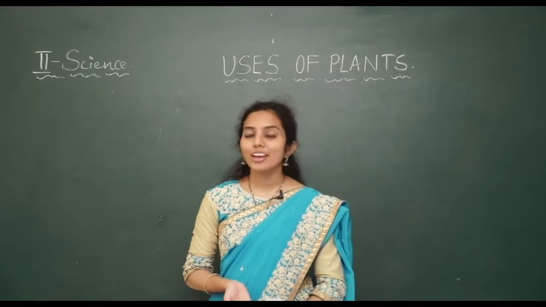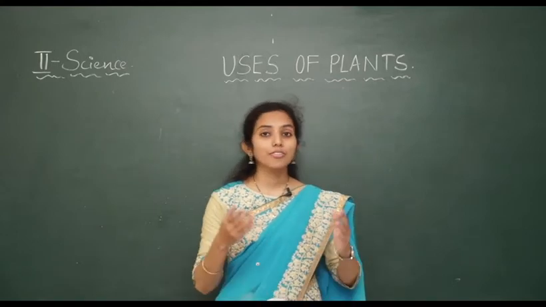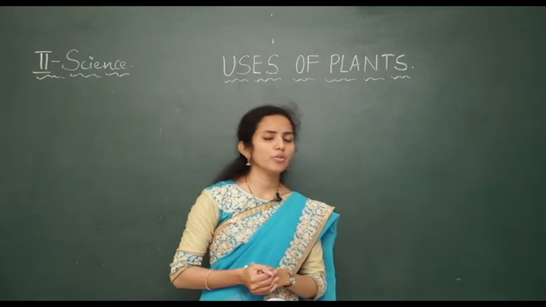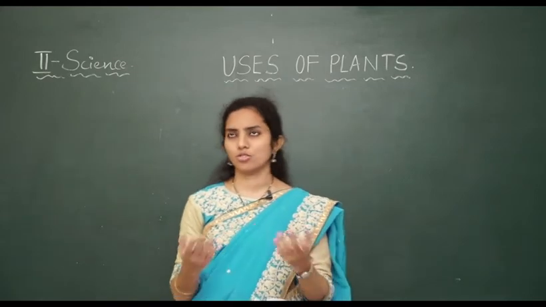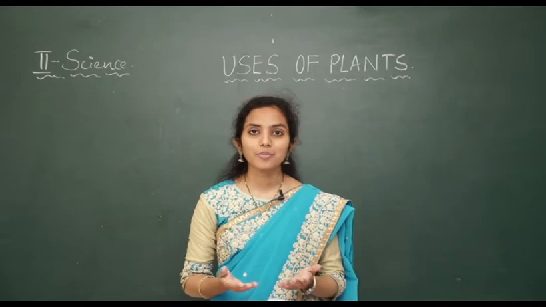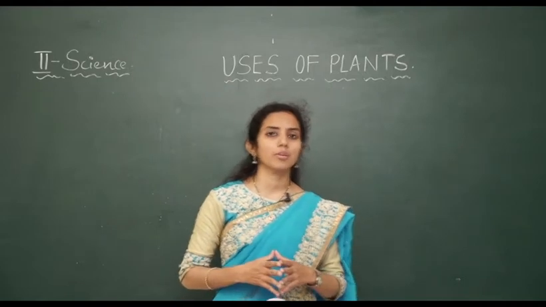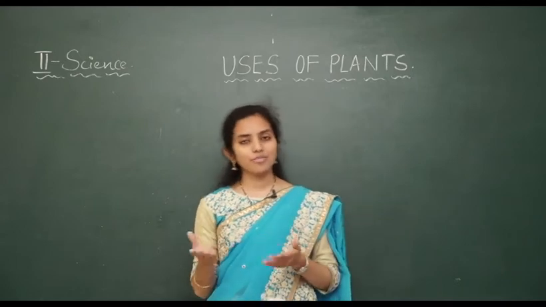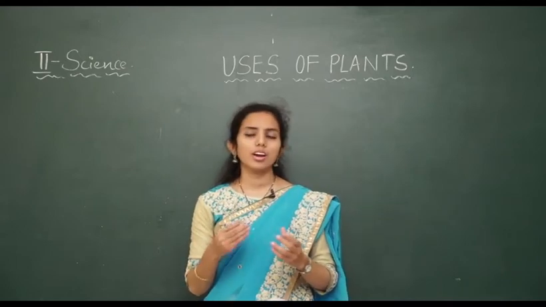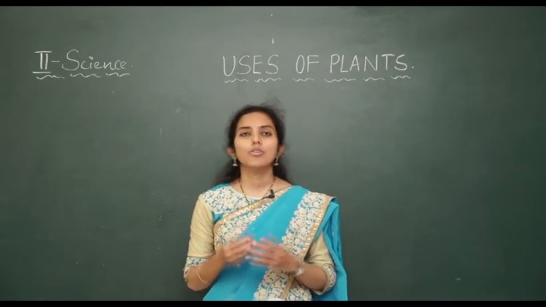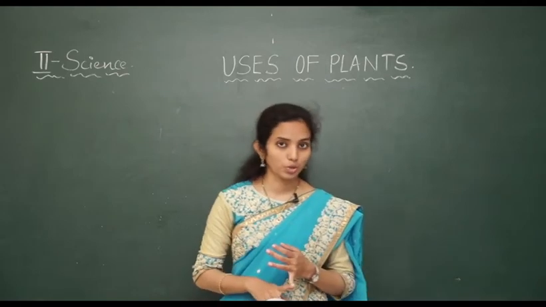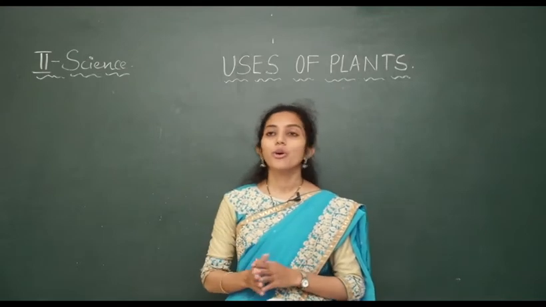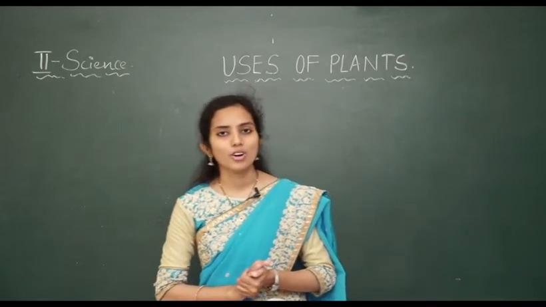Now today we are going to learn the different uses of plants. So whenever we are asked what are the uses of plants, what do we say? The first answer that comes to our mind is plants give us vegetables and fruits, and after a minute or two we also say it gives us wood to make furniture, and it also gives us shadow whenever we are traveling in the hot sun.